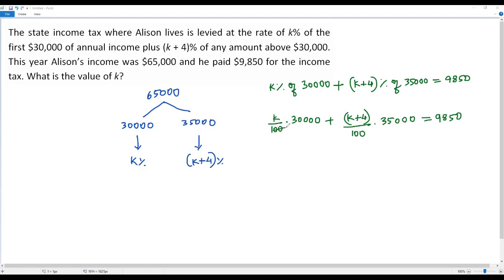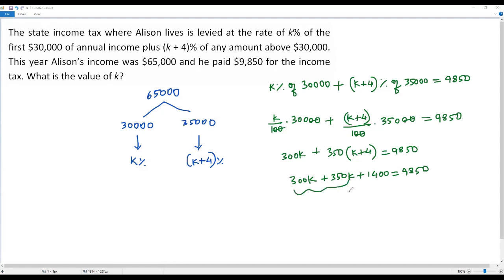Okay, here two zeros and two zeros can be cancelled. The same thing, two zeros and two zeros can be cancelled. So here we get 300 times K, which is 300K, and the denominator 1 can be ignored. And here we have 350 times (K + 4), equals 9,850. Now we have 300K, and we can distribute this 350 to the K and the 4. Then I'm getting + 350K + 1,400, equals 9,850.